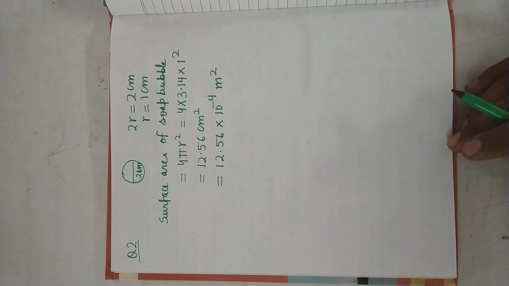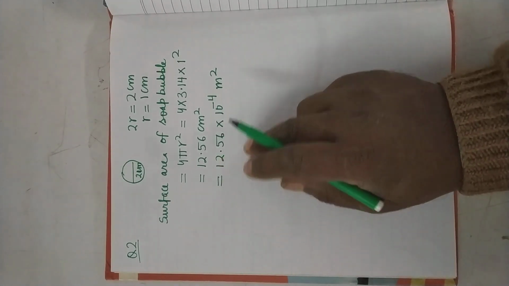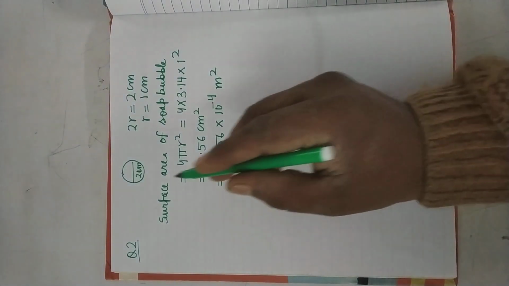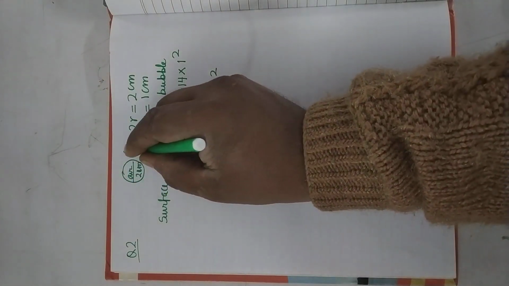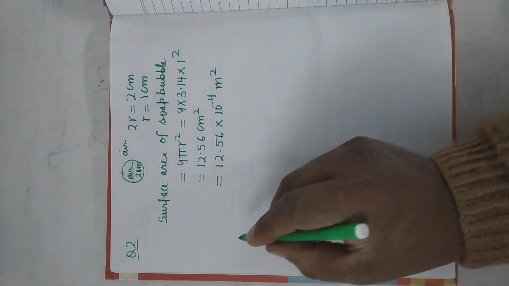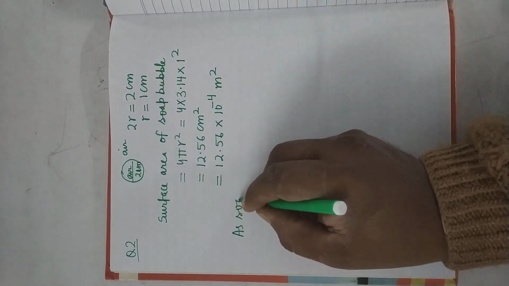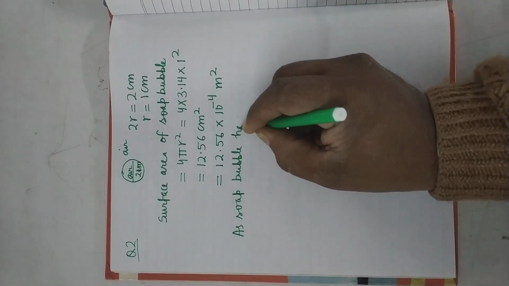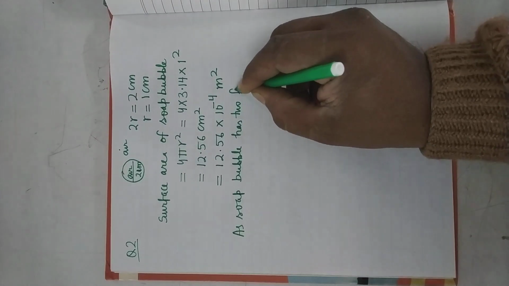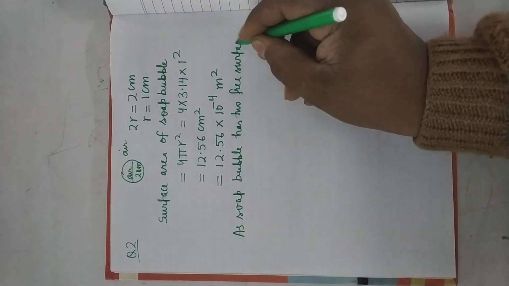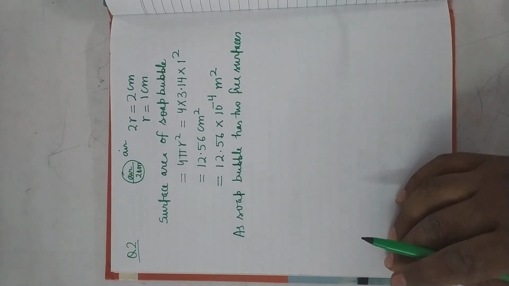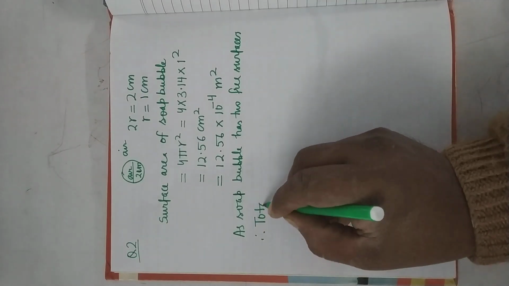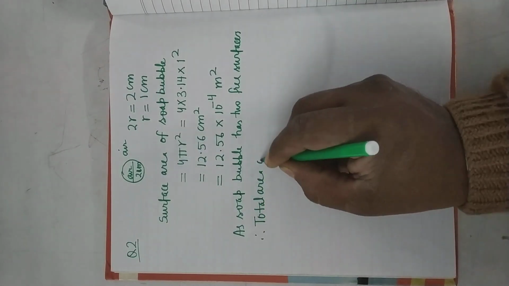It is clear. Now we have to form a soap bubble whose surface area is this. But as we already know, here there are how many free surfaces? 2. Air here, and here also it is air. So the soap bubble has 2 free surfaces. So what will be the total area which is formed? Total area of the soap bubble film.